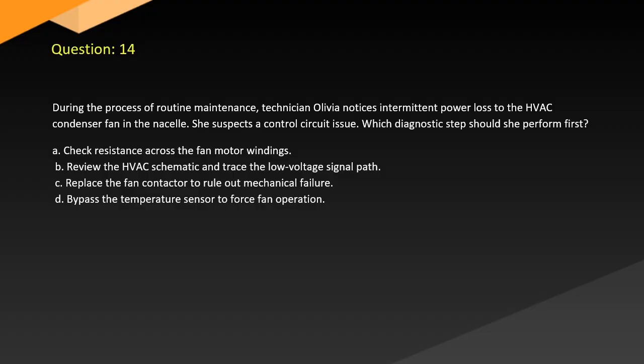Question 14. During the process of routine maintenance, technician Olivia notices intermittent power loss to the HVAC condenser fan in the nacelle. She suspects a control circuit issue. Which diagnostic step should she perform first? A. Check resistance across the fan motor windings. B. Review the HVAC schematic and trace the low voltage signal path. C. Replace the fan contactor to rule out mechanical failure. D. Bypass the temperature sensor to force fan operation.